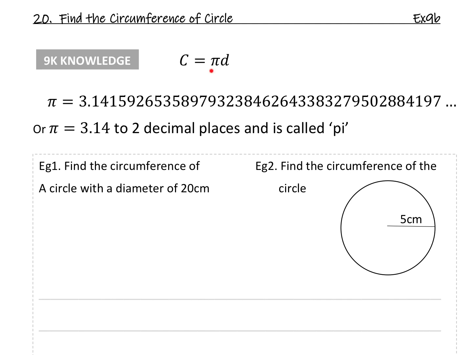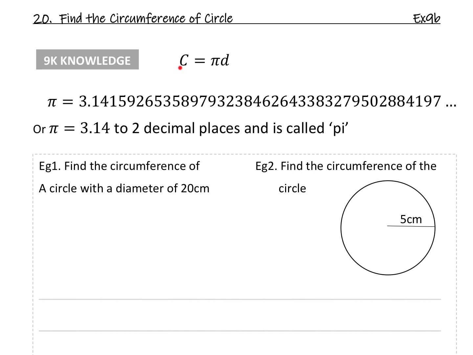So let me explain first of all what pi is. Pi is a long irrational number. This is it written out in full. We would normally just use 3.14 if we have to round to 2dp, or use the pi button on the calculator. So that symbol there is called pi.